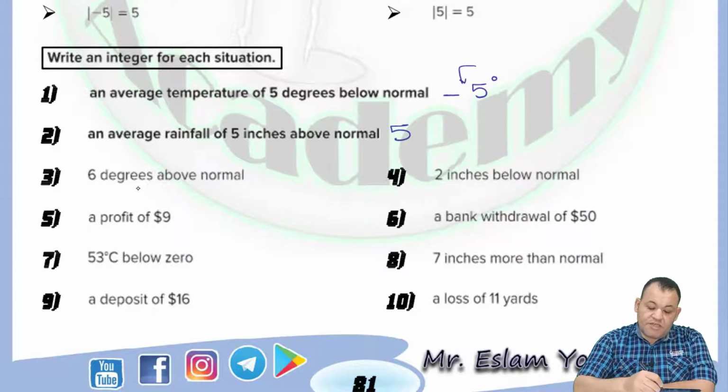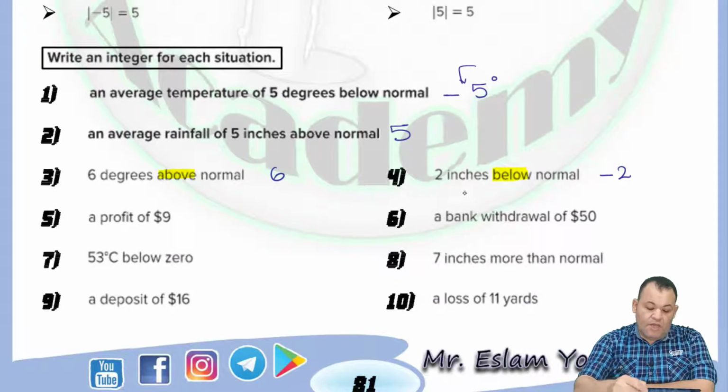So we have here 6 degrees above the normal. Because we have the word above, it will be a positive value. And we have here 2 inches below the normal. Because we have the word below, it will be less than the normal, so it will equal negative 2.